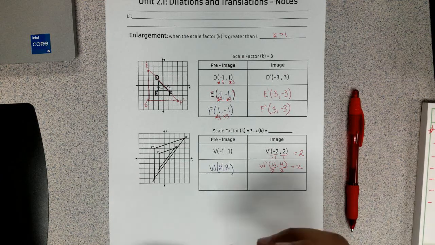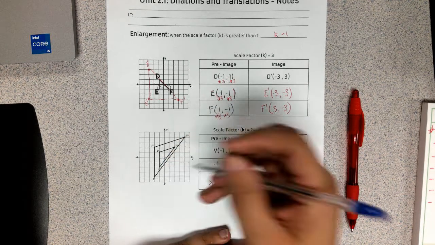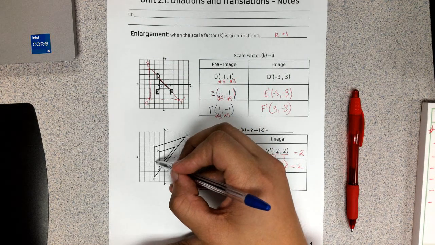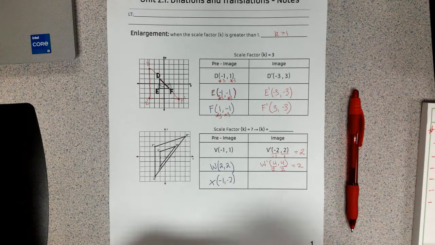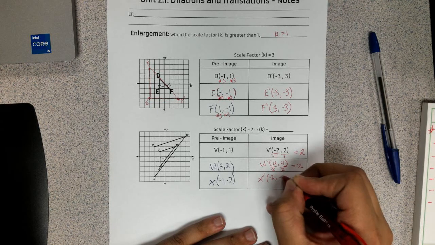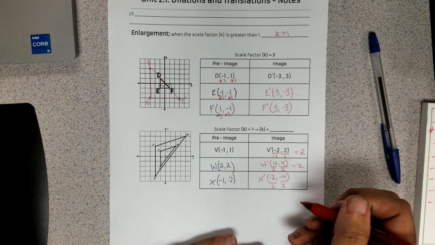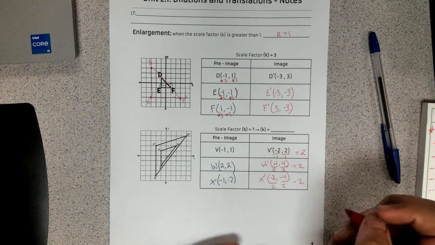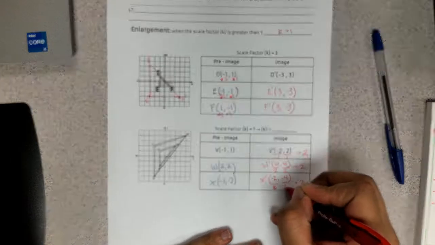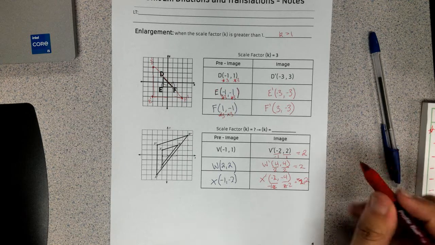Well, let's check the X as well. So X is located at negative 1, negative 2. And my X prime is located at negative 2, negative 4. And if I divide both of those, however, not by 2, I lied. By negative 1 and negative 2, then I get that my factor is 2.